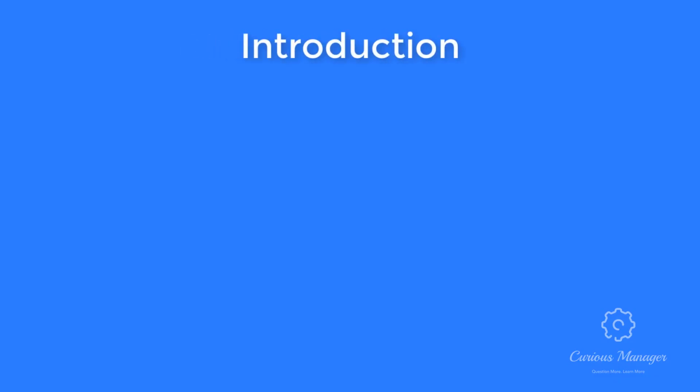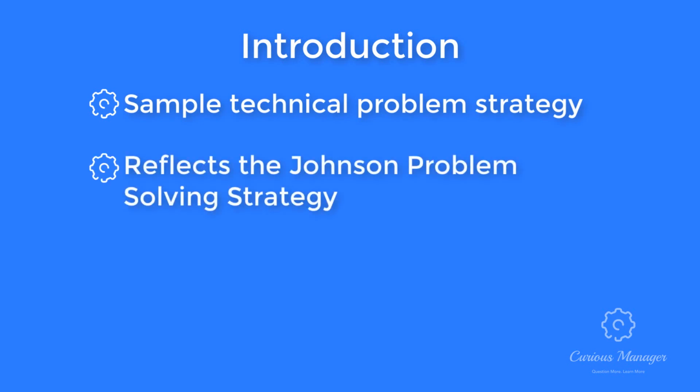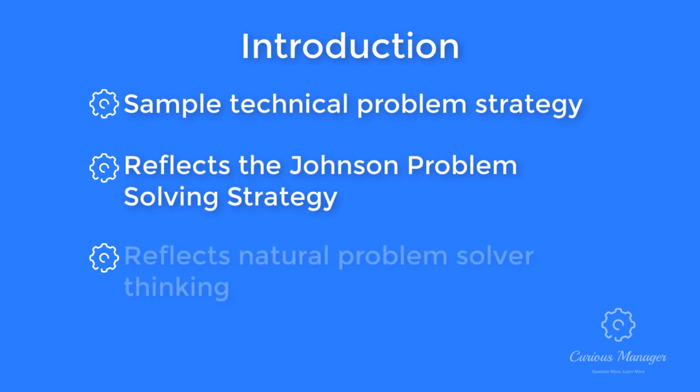Hello and welcome to this next video in the Technical Problem Solving series, where I go over a sample technical problem solving strategy. The technical problem solving strategy that I will be showing in this video reflects the Johnson problem solving model, which I previously discussed, which follows closely our natural cognitive thinking tendencies. More advanced strategies can easily be applied to this model anywhere that the strategy aids in identifying or defining the problem, identifying potential causes, and selecting the most acceptable solution.